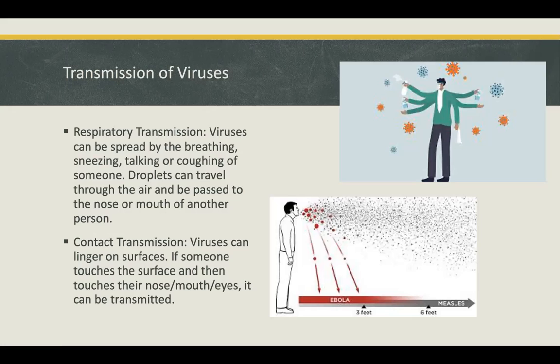Within contact transmission and COVID-19, in the beginning of the pandemic, when not a lot of information about the virus had been released, we were advised to Clorox everything and wipe down everything we touched. And this is a good habit because it does get rid of some germs. But as we'll learn later in the slideshow, SARS-CoV-2 spreads more through respiratory transmission.